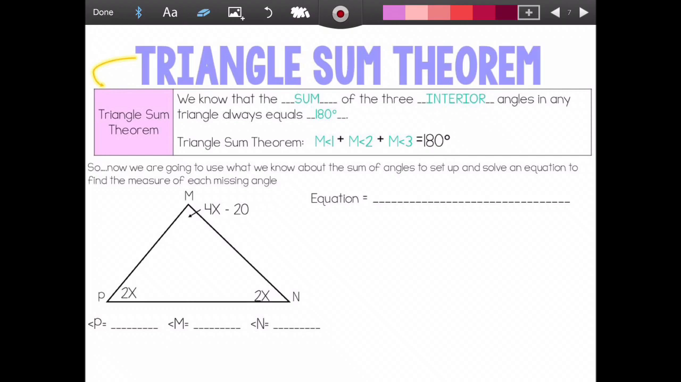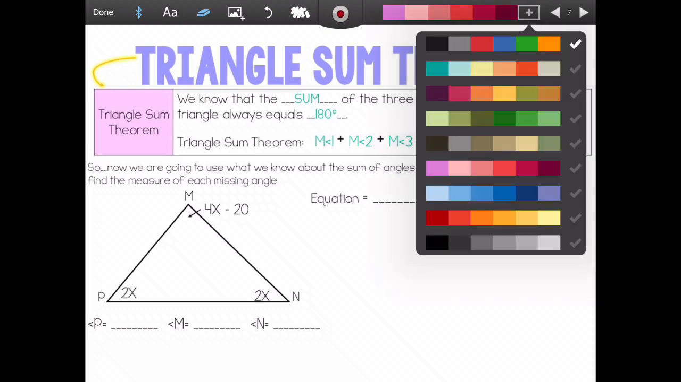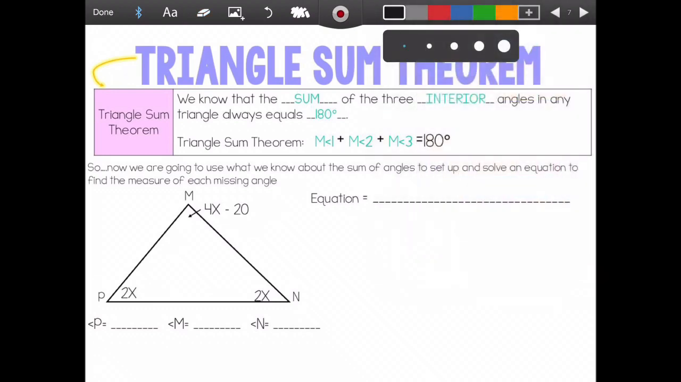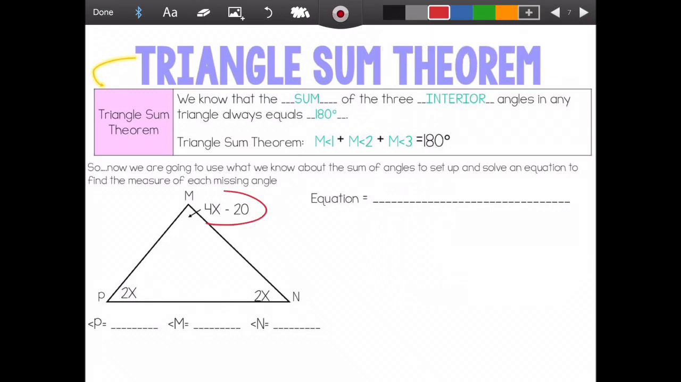So first things first, we're dealing with triangle MPN, and we first notice that we have 3 interior angles, and they're being represented by these expressions. We have the measure of angle M right here, measure of angle N, and the measure of angle P. In this triangle, we're not given any angles like before. So first things first, we need to write our equation.